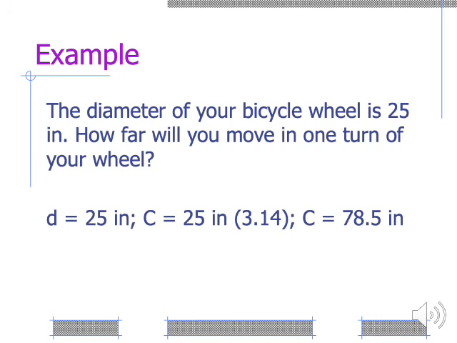Okay, another example. The diameter of a bicycle wheel is 25 inches. How far will you move in one turn of your wheel? So 25 inches, and circumference is pi d. So circumference is 78.5 inches. So that's how far you will move in one turn of your wheel: 78.5 inches.